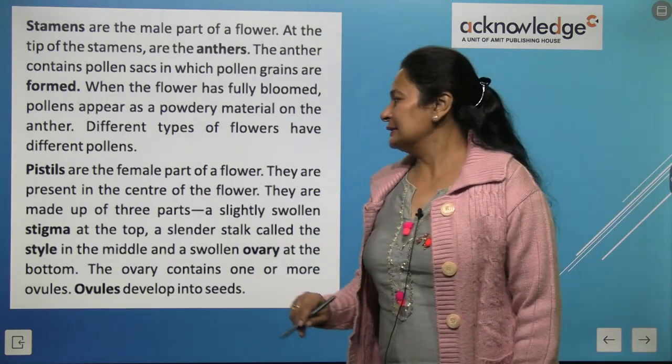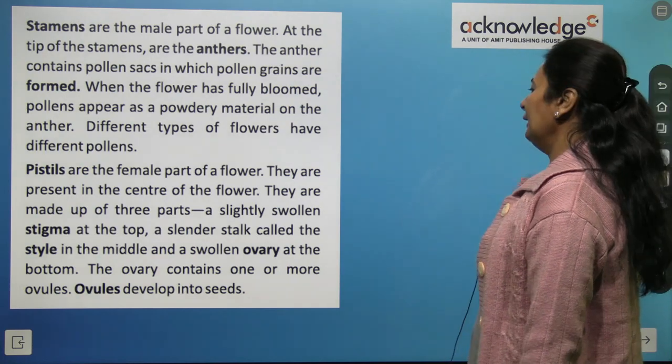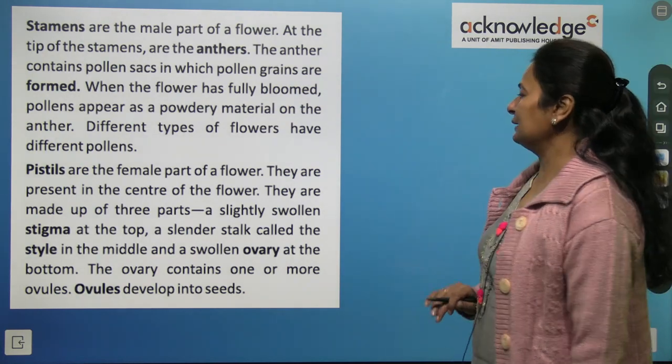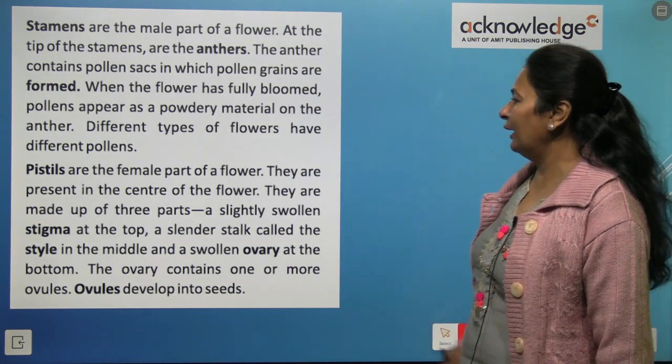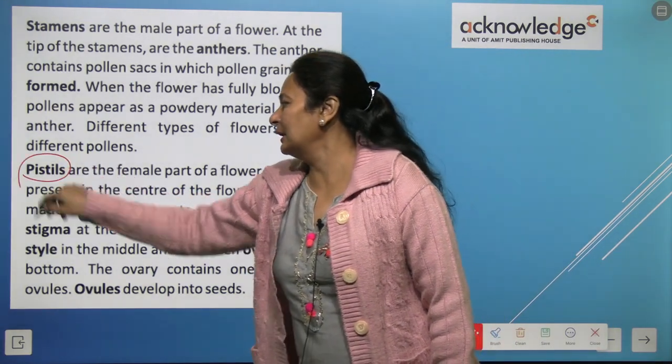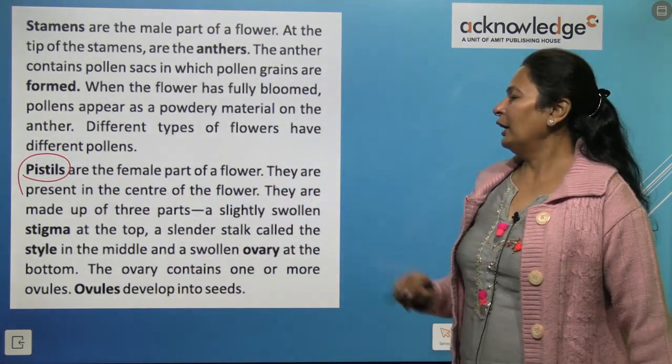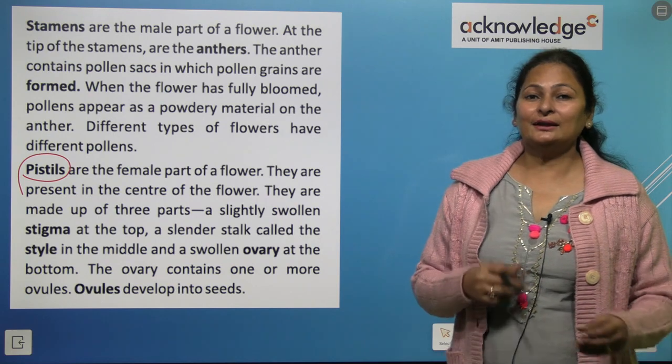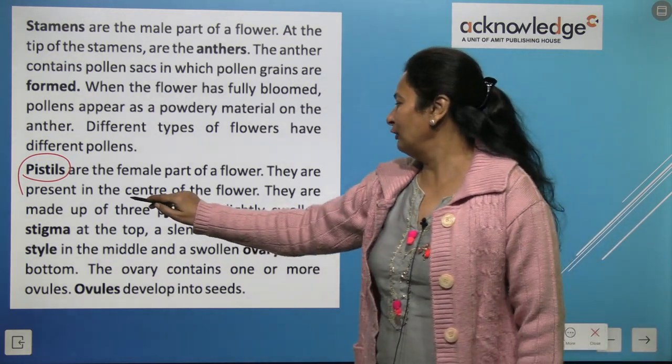Pistil. Pistil is the female part of a plant. They are present in the center of the flower. We are talking about the pistil now. It is the female part of the flower that is present in the center of the flower.